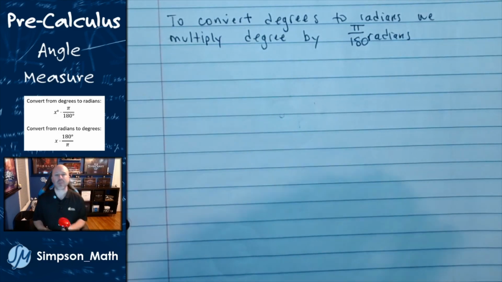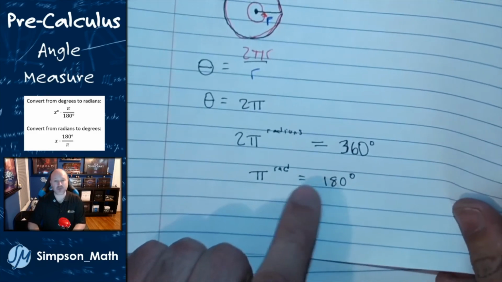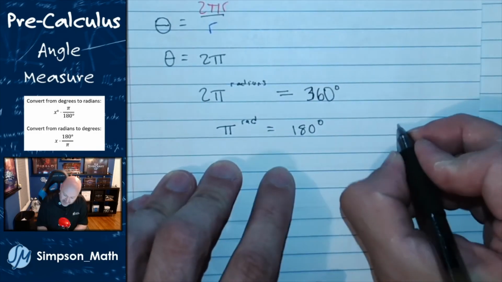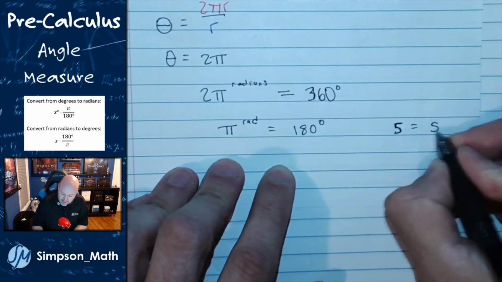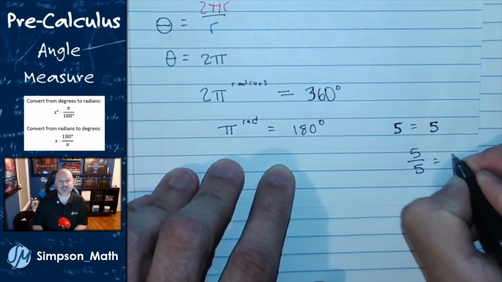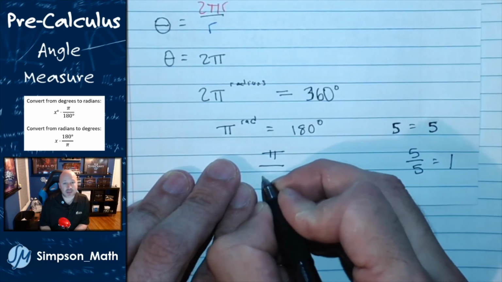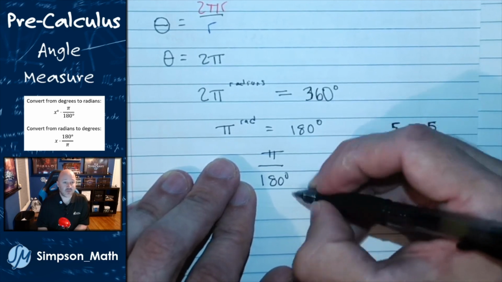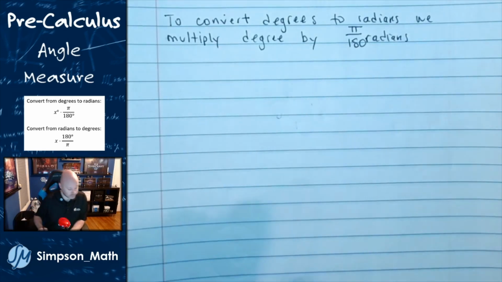Radians. We said earlier pi radians is equal to 180 degrees, so they're equal. That's like saying 5 equals 5. If you take 5 and divide by 5, then that's just 1. So it's legal to multiply by pi over 180 because this is just 1. You can multiply by 1, so that's exactly what we're going to do.